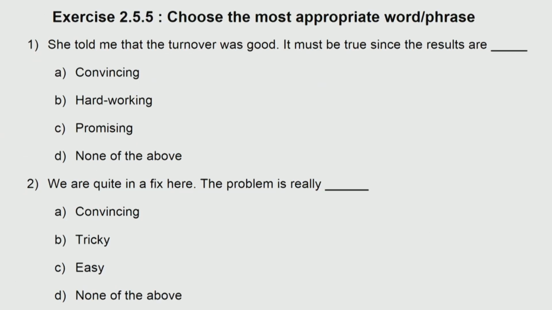And next exercise, choose the most appropriate word or phrase here. She told me that the turnover was good. It must be true since the results are dash. A. Convincing, B. Hardworking, C. Promising, D. None of the above. 2. We are quite in a fix here. The problem is really dash. A. Convincing, B. Tricky, C. Easy, D. None of the above.